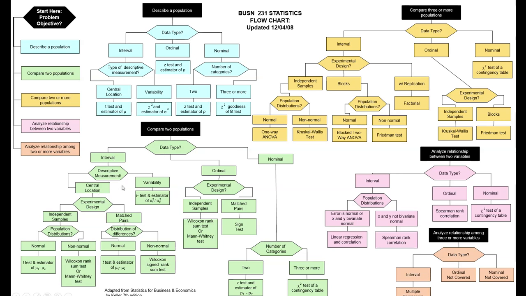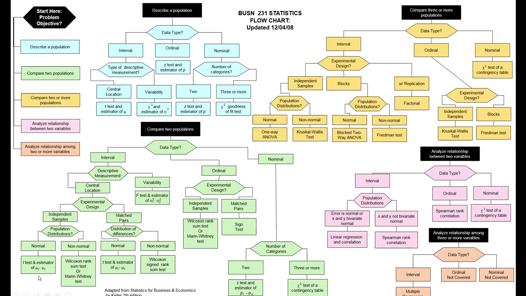Then you have to decide, for example, for two populations with data type interval, sometimes you will have to ask yourself: how are the samples? So I'm talking about central location. Next one is, what do I have? Do I have independent samples or matched pairs? Let's say I have independent samples. The next question is going to ask you about testing of the normality. Are samples normally distributed or not normally distributed? And depending on the answer to this question, normal or non-normal, you'll end up with different tests, right?